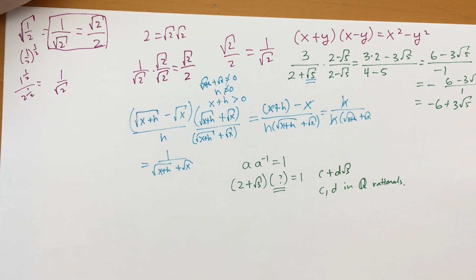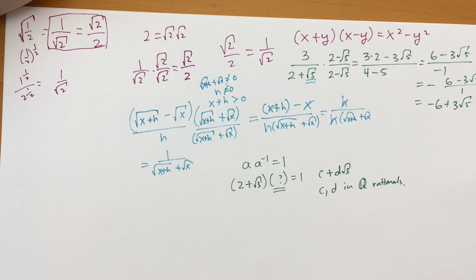10, we have 4 numbers x, y, z, and w that are rationals. Show that a product of these numbers can be expressed in the form of c plus d root of 5, where c and d are rational numbers. Okay, that should be pretty fun. 11, generalize 10 by the square root of a rather than the square root of 5.